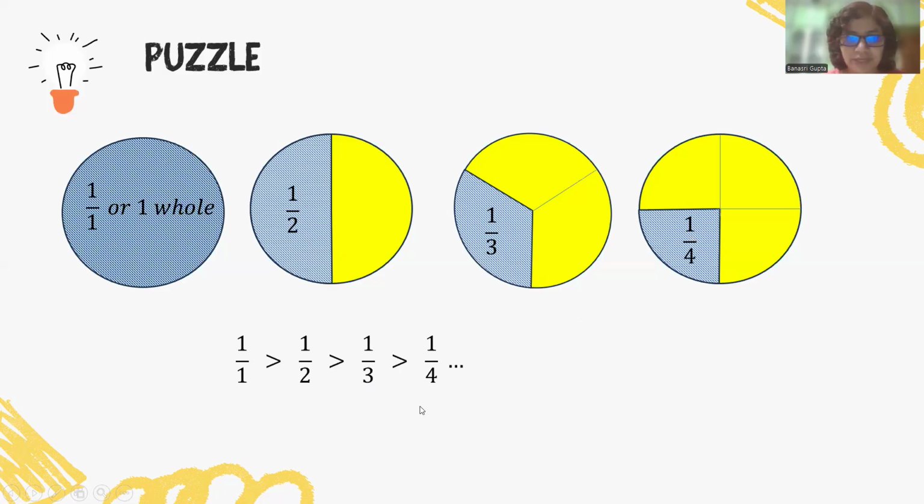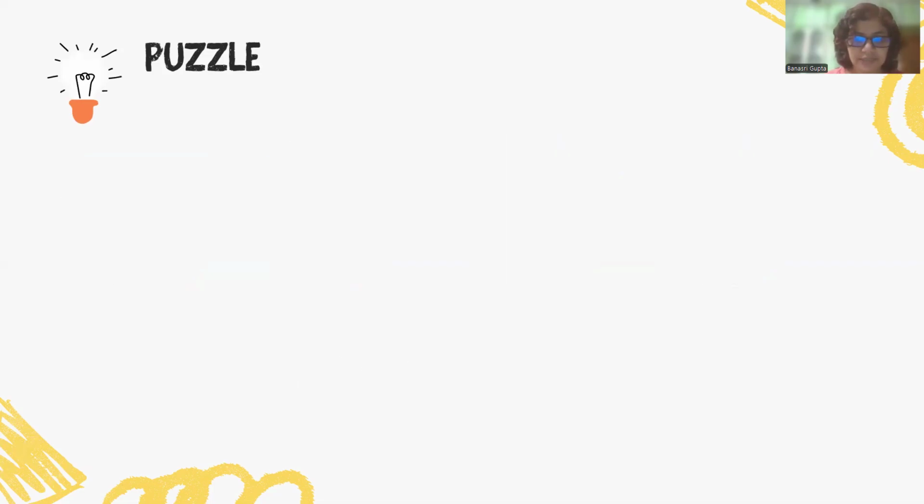So we can understand that half is greater than 1/3, 1/3 is greater than 1/4, like this. So half is the largest proper unit fraction. So 1/3 is less than half, 1/4 is less than 1/3. Now that we know this fact, we can start understanding the puzzle.